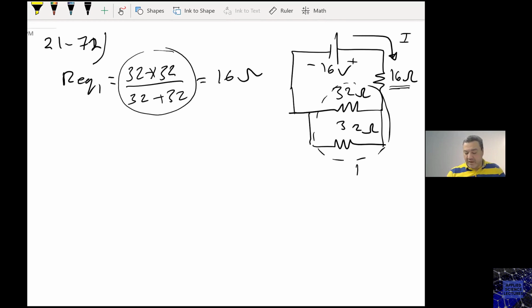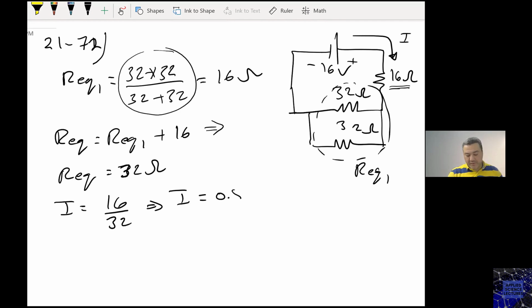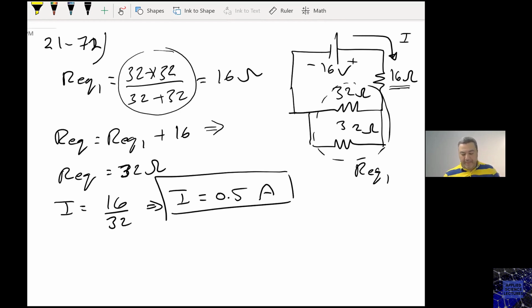So the R equivalent 1 now is 16 ohms. Then R equivalent total is R equivalent 1 plus 16, that is in series with it. So R equivalent total is 32 ohms. So in this case, my current I is 16 volts divided by 32. I is 0.5 ampere. I found the total current, I.